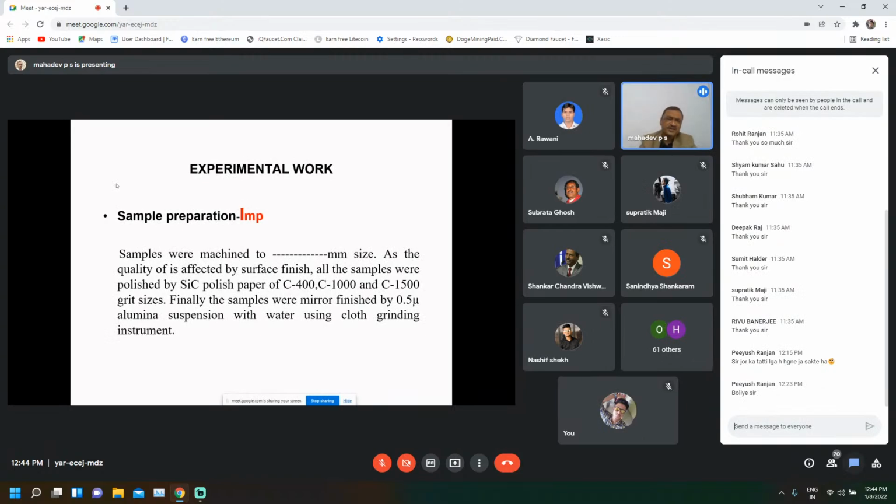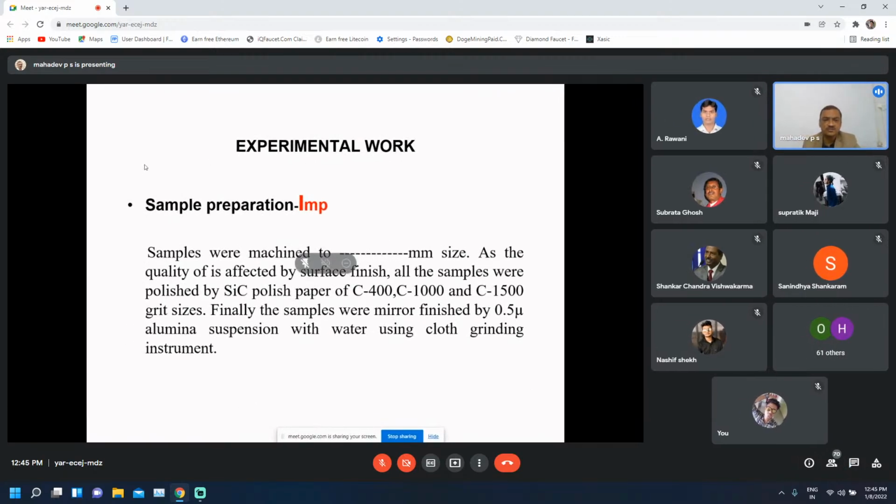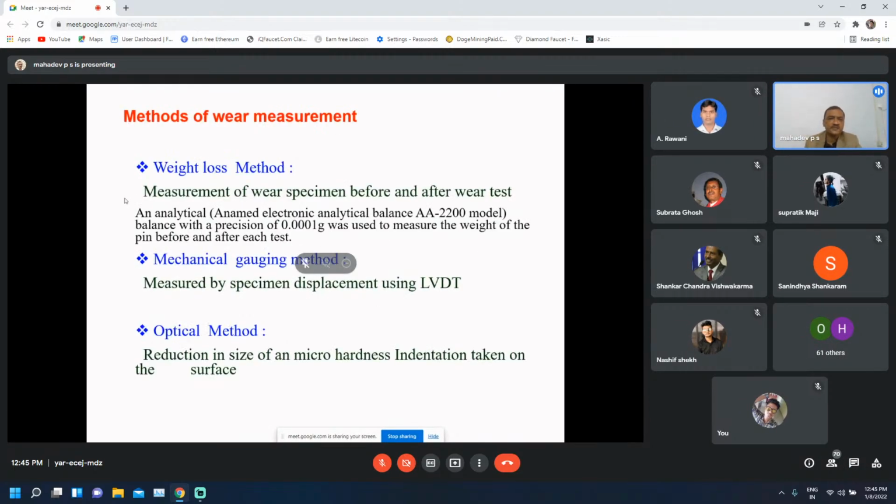So there are different methods available for sample preparation. Sample preparation is very important for tribo testing. I have taken this simple example. So there are different methods of wear testing.